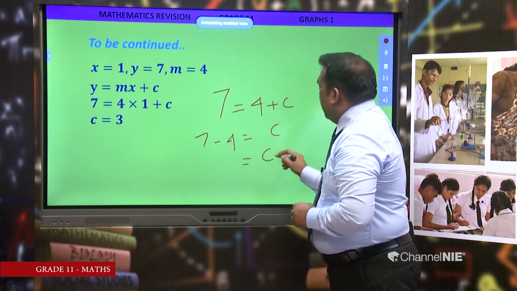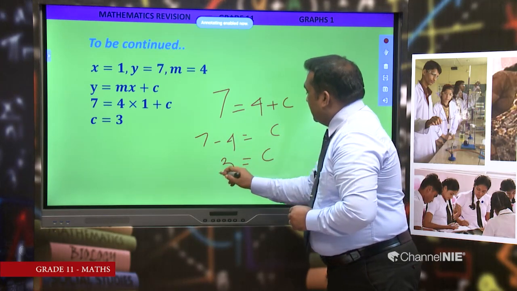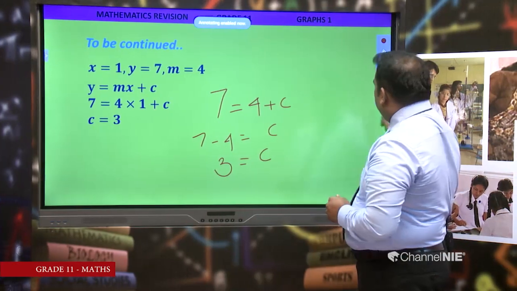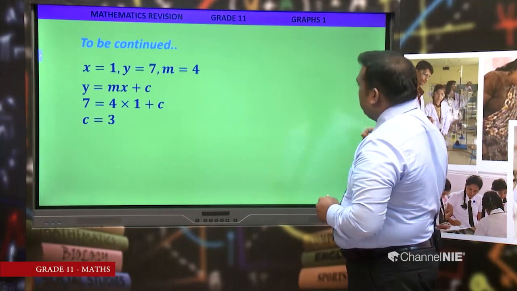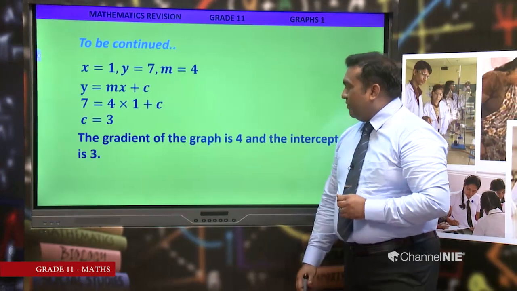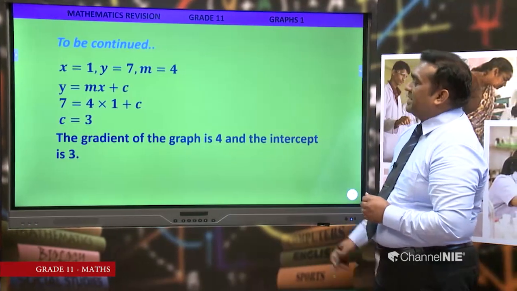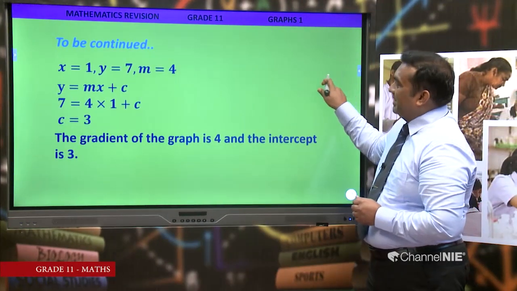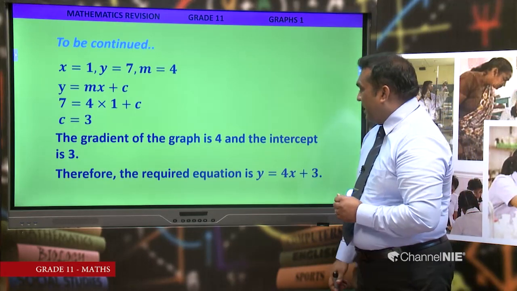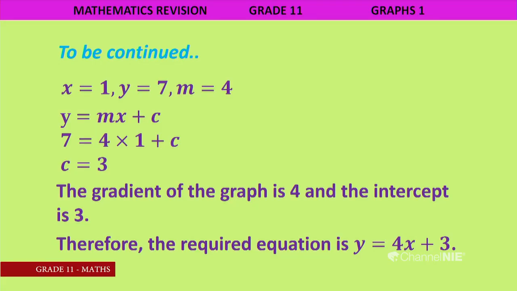As a result, c equals 3. Okay. Then the gradient of the graph is 4 and the intercept is 3. Therefore, the required equation is y equals mx plus c, that is, y equals 4x plus 3.